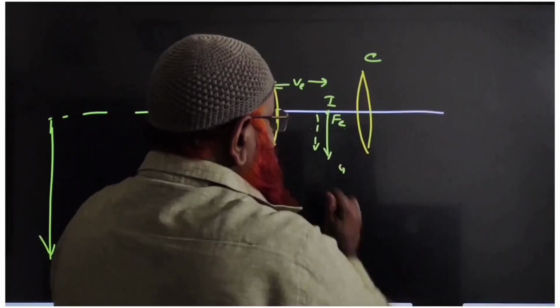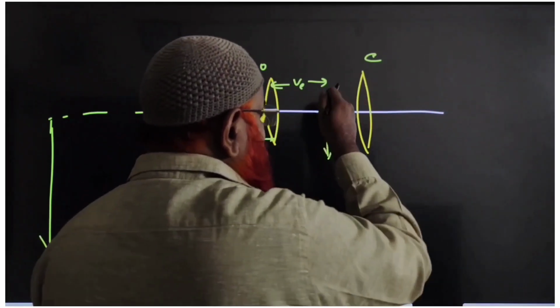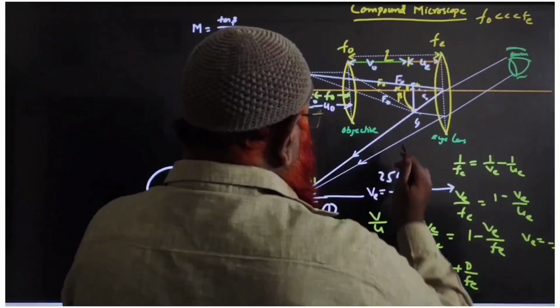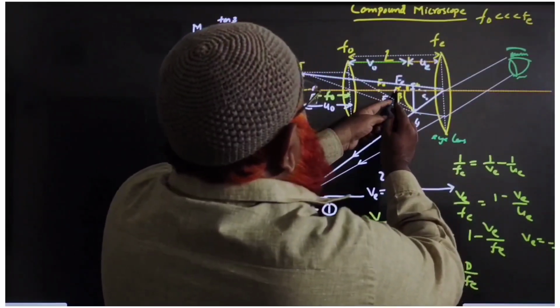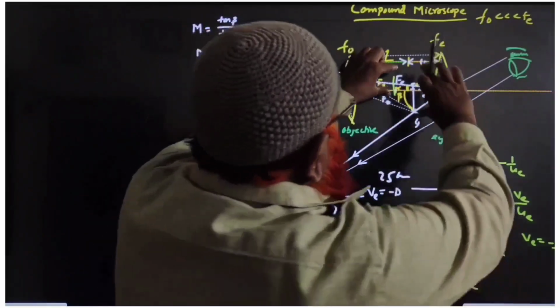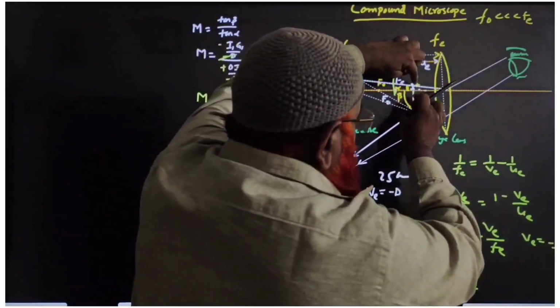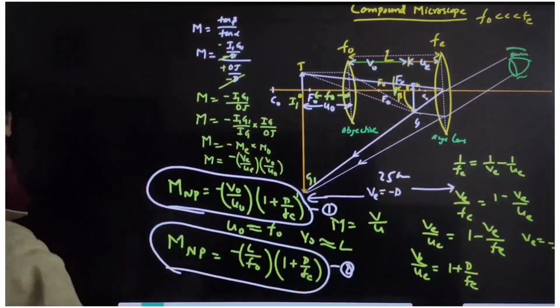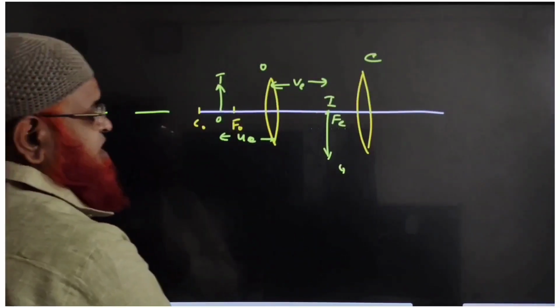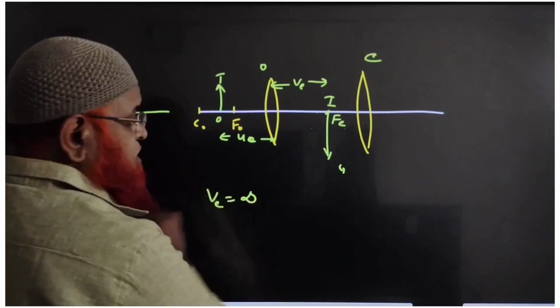If you take the lens back, the image formed by the object will fall exactly at the focal length of the eye lens. See here, this is the focal length of the eye lens. If I take the lens backwards, does this point shift to here? Once this point shifts to here, the final image will suddenly go to infinity. Okay, so the final image is at infinity now. That means VE is equal to infinity.